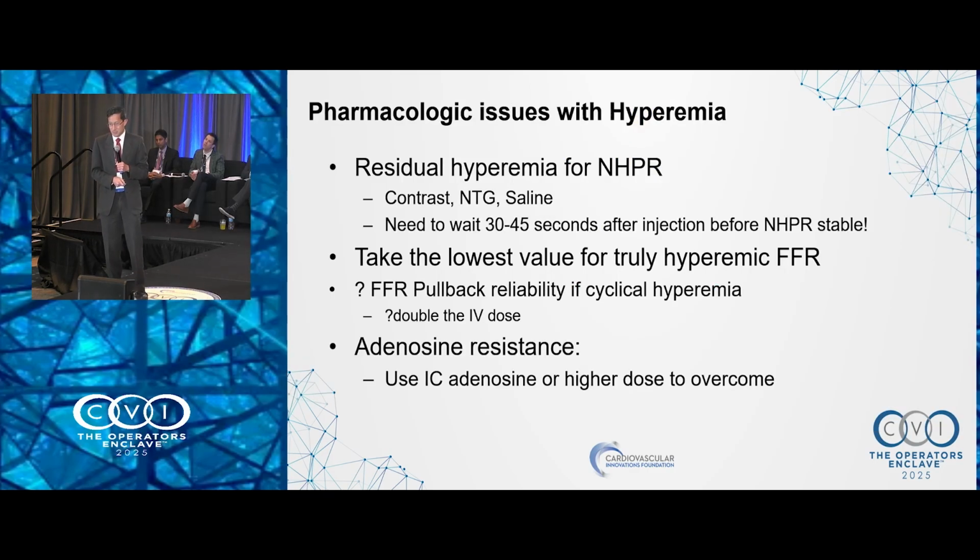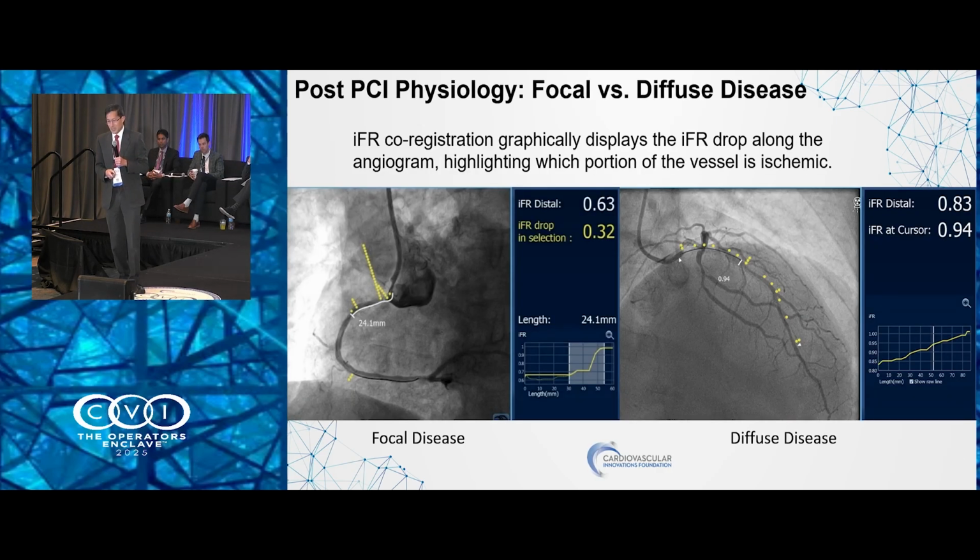So the pharmacologic issues with hyperemia include, as I mentioned, residual hyperemia with non-hyperemic pressure ratios. You need to wait 30 to 45 seconds. You should take the lowest value for truly hyperemic FFR. I question the reliability of FFR pullbacks if you have cyclical hyperemia. However, it's been described that you can double the IV dose to 280 mics per kilo per minute, and that may resolve this problem. You should definitely make sure they're not drinking caffeine before your study. And then if you have adenosine resistance evident, then you can give IC adenosine, or as I mentioned, a higher dose to overcome it.